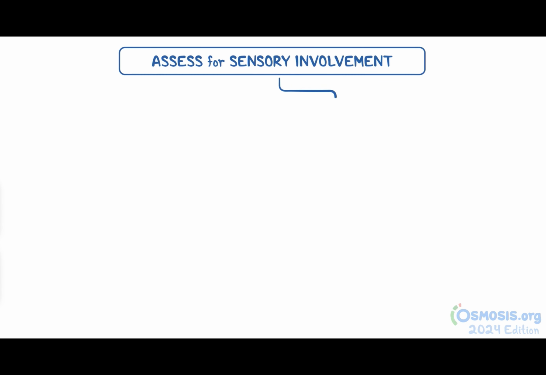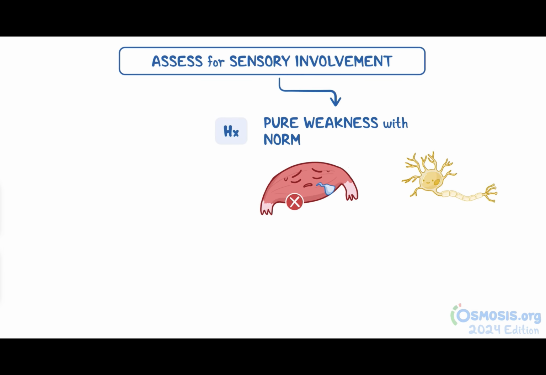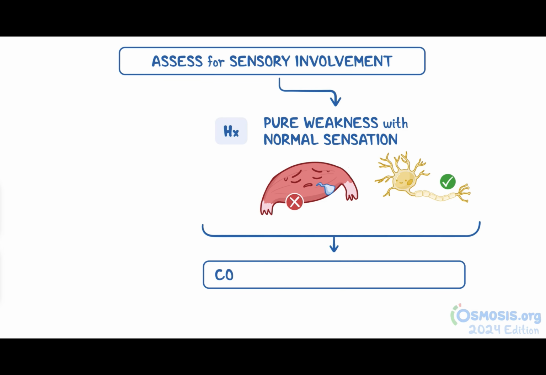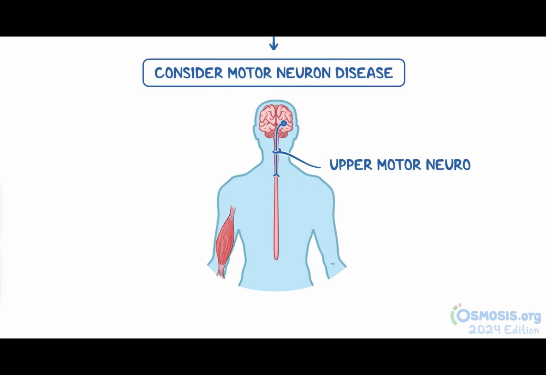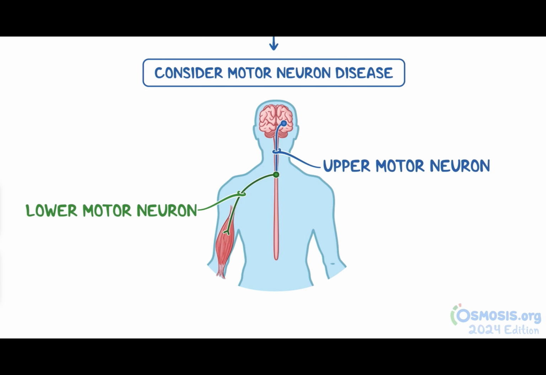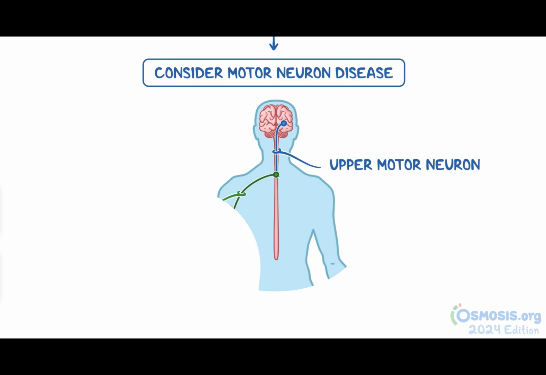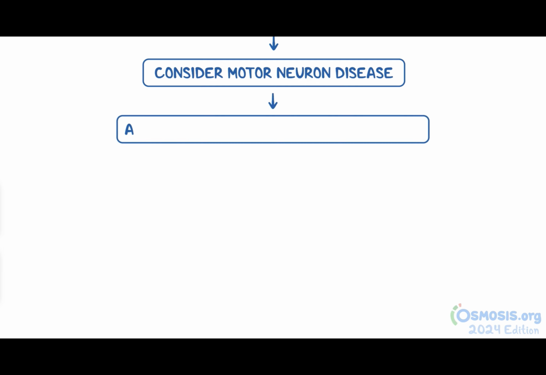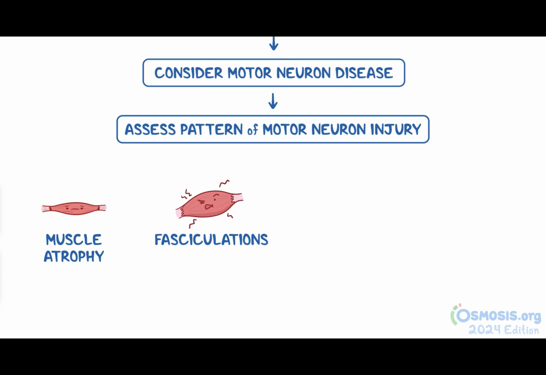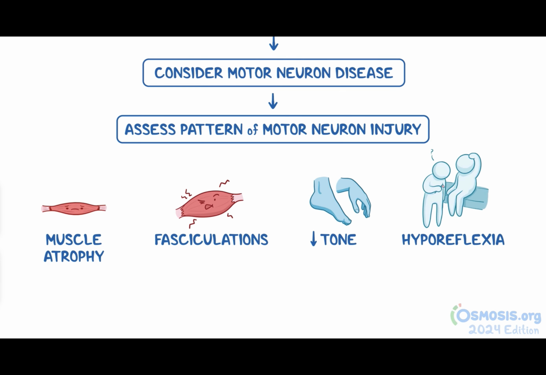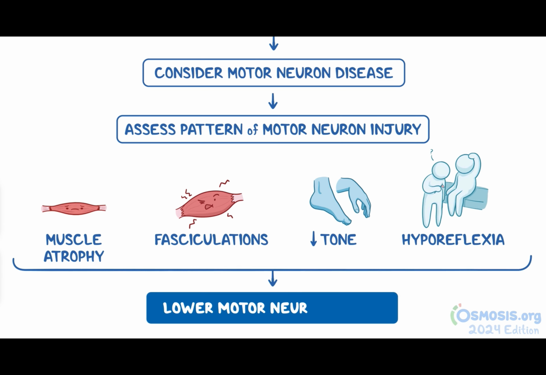On the other hand, if the exam reveals pure weakness with normal sensation, consider motor neuron disease. This can be isolated to either upper motor neurons or lower motor neurons, or affect both. In this case, your first step is to assess the pattern of motor neuron injury. If the physical exam reveals muscle atrophy, fasciculations, which are involuntary muscle fiber contractions, decreased tone, and hyporeflexia, it's likely that your patient has a lower motor neuron lesion.